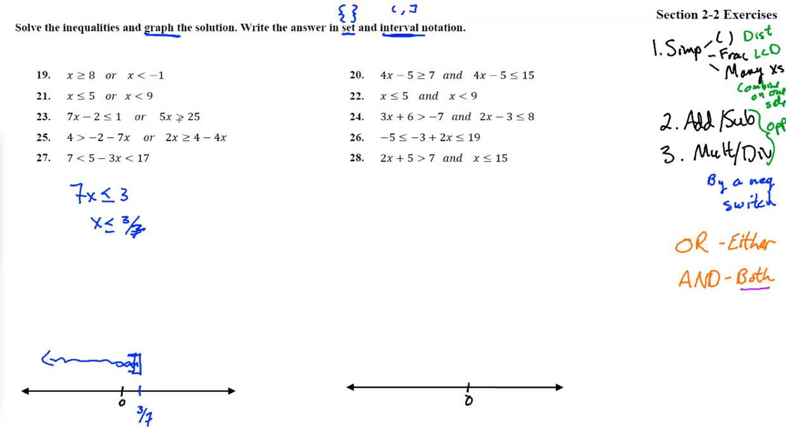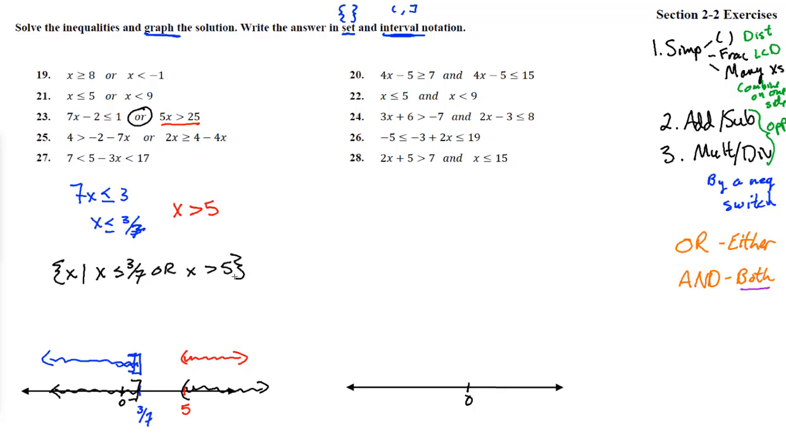All right. Or 5x. Let's use red on this guy. 5x greater than 25. That's x is greater than 5. So here's 5 up here, and we want to go greater than, like this. The word or, we include anything which is in either one of them. So the answer is all of these guys right here combined with all of that up there. So we have the set of all x such that x is less than or equal to 3/7, or x is greater than 5. No simpler way to write it.